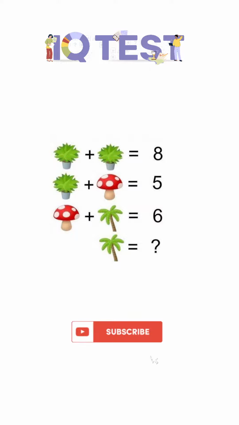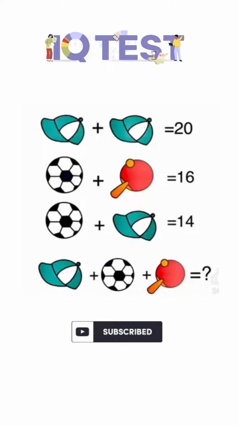Yes, the grass is 4. The mushroom is 1. And then the coconut tree is 5. I agree. The coconut tree is 5. Okay. So the next one. Okay, let's have a look at this one.